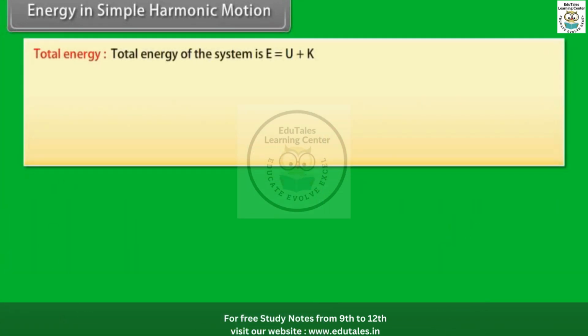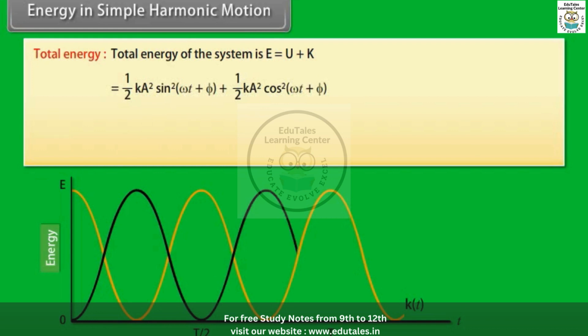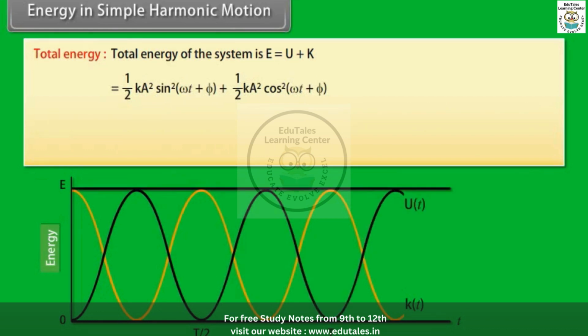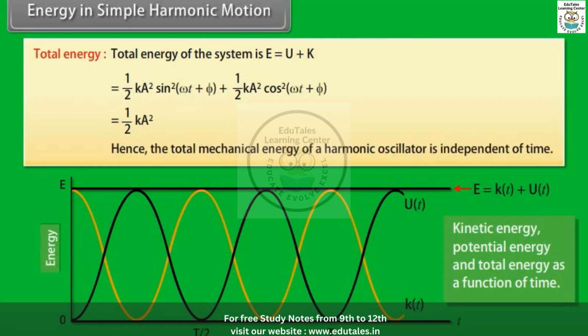Total energy. Total energy of the system is E is equal to U plus K is equal to half k A square sine square (omega t plus phi) plus half k A square cos square (omega t plus phi) is equal to half k A square. Hence, the total mechanical energy of a harmonic oscillator is independent of time.